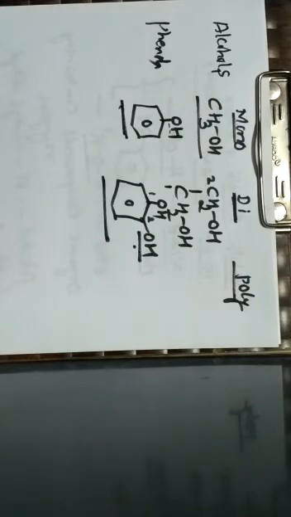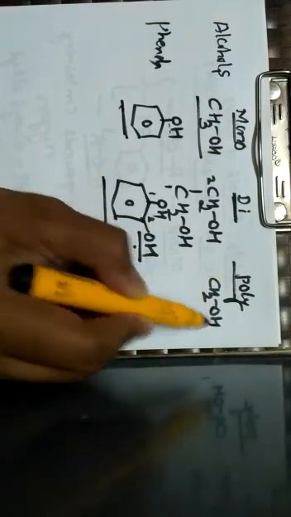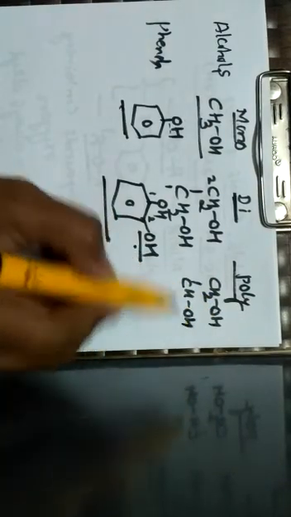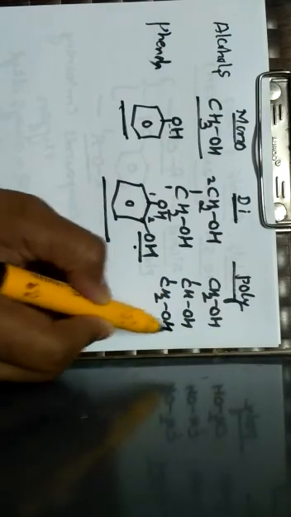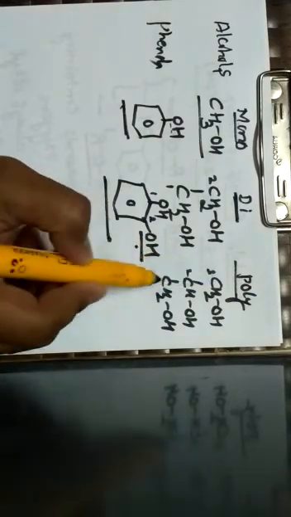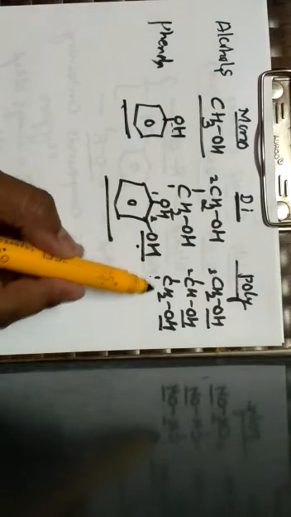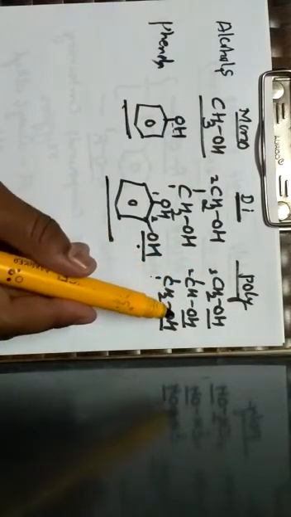When it comes to polyhydroxy alcohols, an example is CH2OH, CHOH, single bond CH2OH, which can be named with locants 1, 2, 3. Three is the longest chain, so it is propane-1,2,3-triol. First, second, third, prop is the root word. The first carbon has OH, the second carbon has OH, the third carbon also has OH. Hence, I can call it propane-1,2,3-triol.